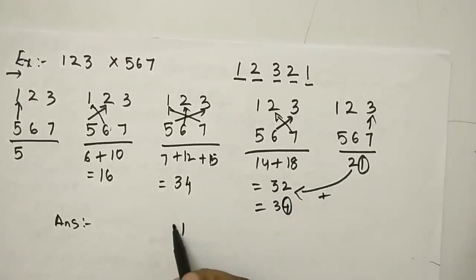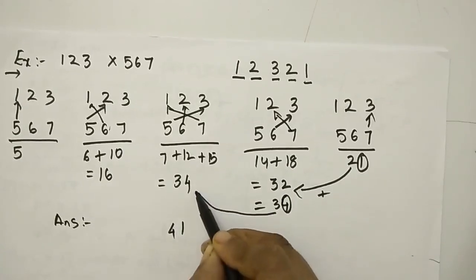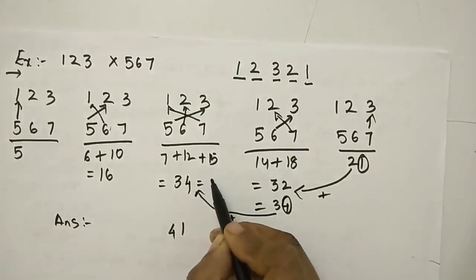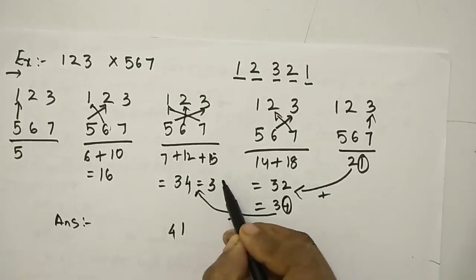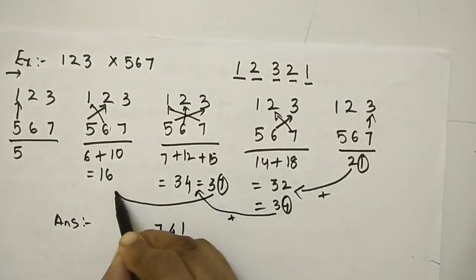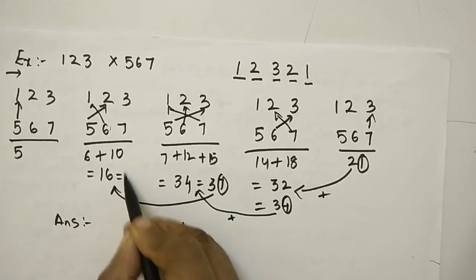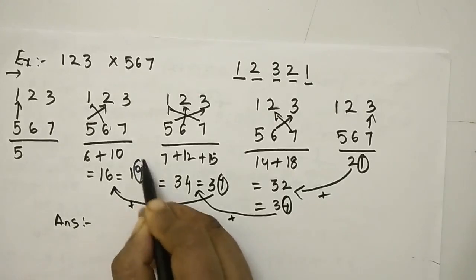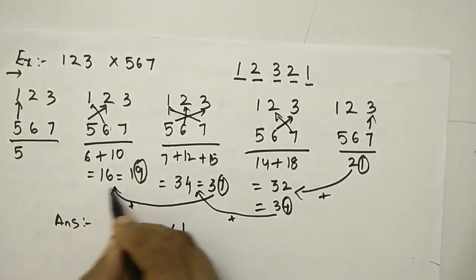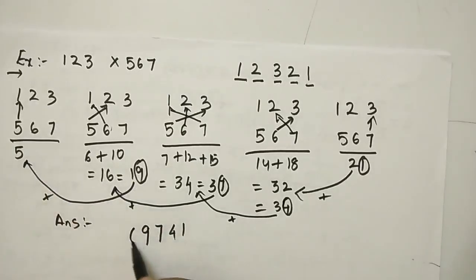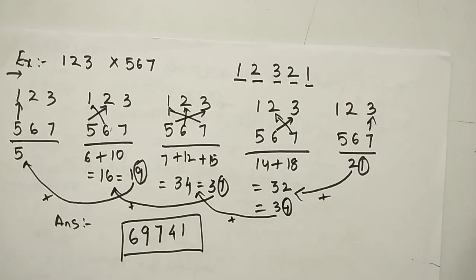Write down 4. Carry this 3 to here. Then this will be equal to 37. So write down 7 here. Carry this 3 to here. You will get 19. So write down 9 here. Carry this 1 to here. You will get 6. So answer is nothing but 6, 9, 7, 4, 1.